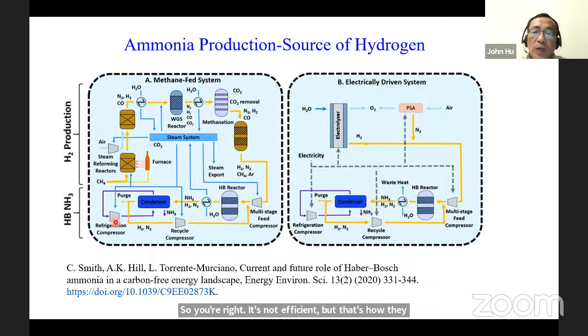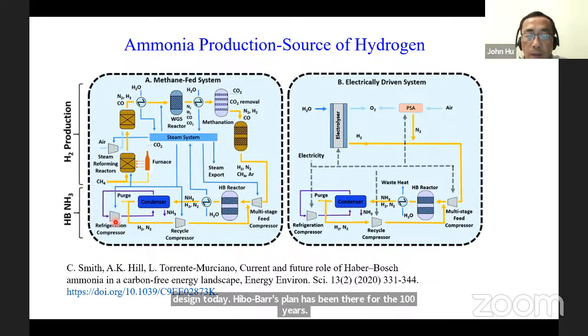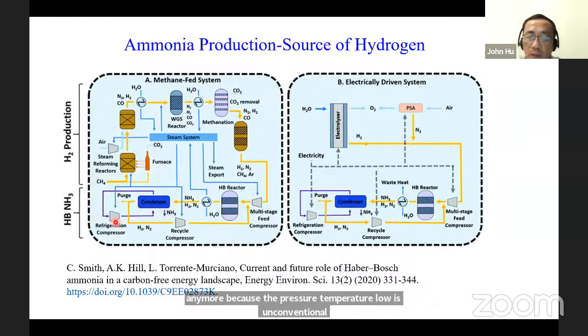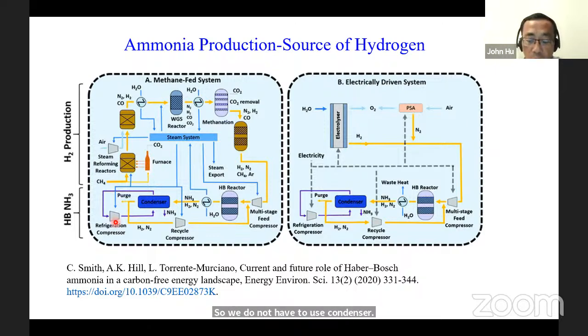Today we are doing unconventional ammonia synthesis. We do not call our process, like microwave or plasma, Haber-Bosch process anymore because the pressure and temperature are low. It's unconventional, so we do not have to use a condenser. Okay, we can use the solvent, ammonia solvent, and we can use the membrane. Okay, separation. Very good question.